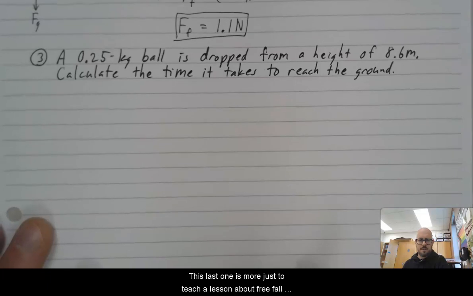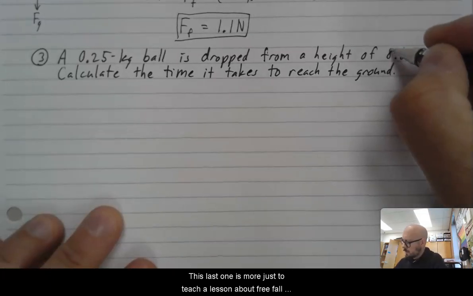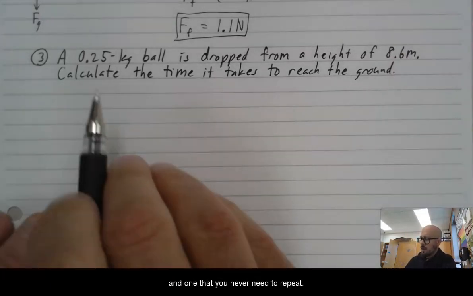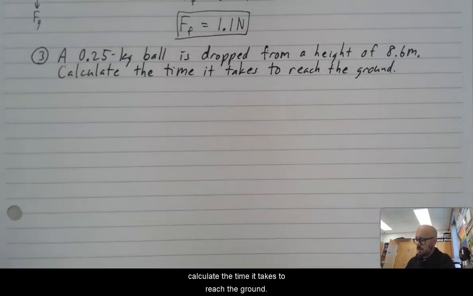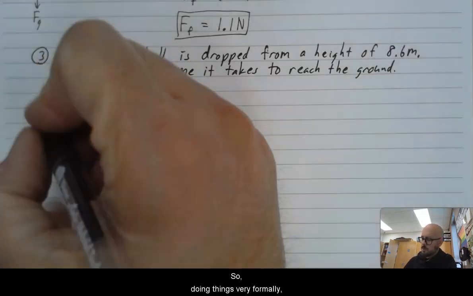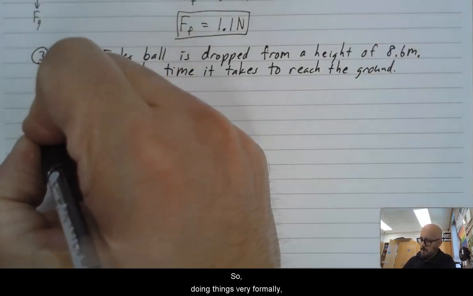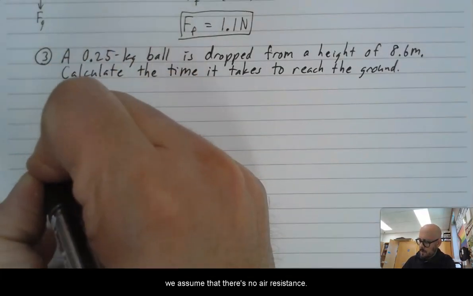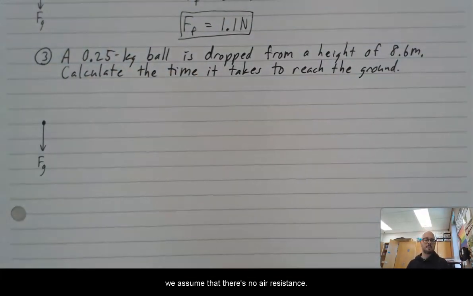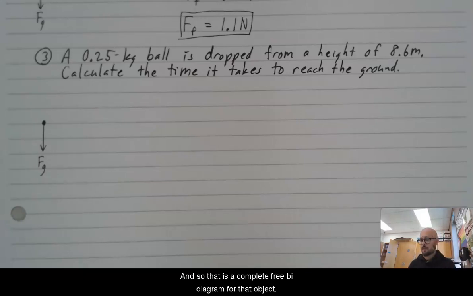This last one is more just to teach a lesson about free fall, and one that you never need to repeat. A 0.25 kilogram ball is dropped from a height of 8.6 meters. Calculate the time it takes to reach the ground. So doing things very formally, when a ball is dropped, there is a force of gravity, and we assume that there's no air resistance. And so that is a complete free body diagram for that object.